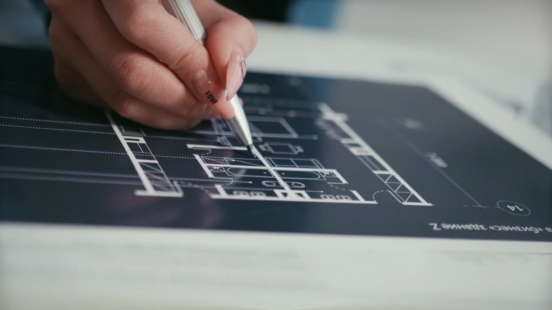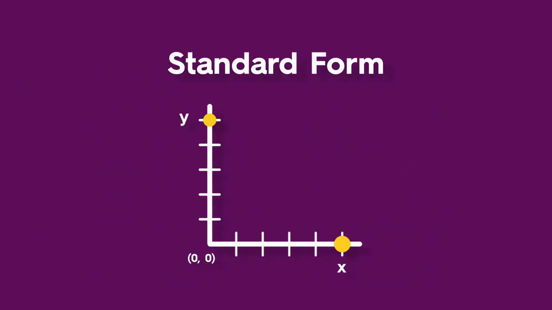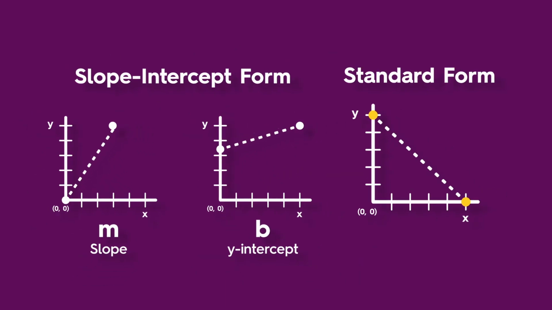to blueprint designs. To recap, slope-intercept shows how the line climbs and where it starts, while standard form shows where it slices the axis. Master both, and any line becomes a 60-second sketch.